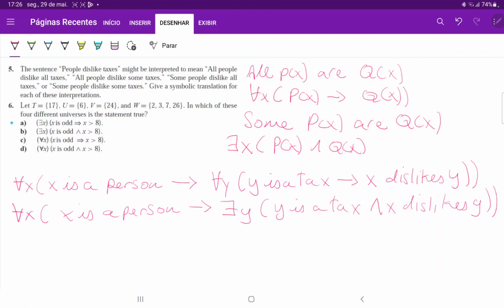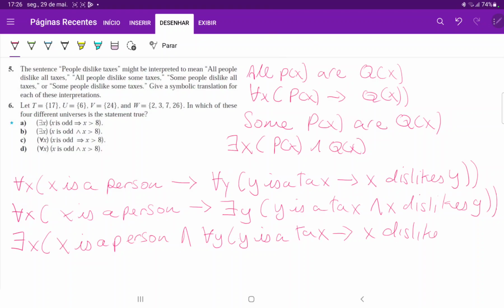But now we're going to some people dislike all taxes. So we begin with our existential. So we're saying there exists an x such that x is a person, right? Some people dislike all taxes. And so for this one, we have, and for all y, if y is a tax, then x dislikes y. So we now have a universal nested inside an existential.